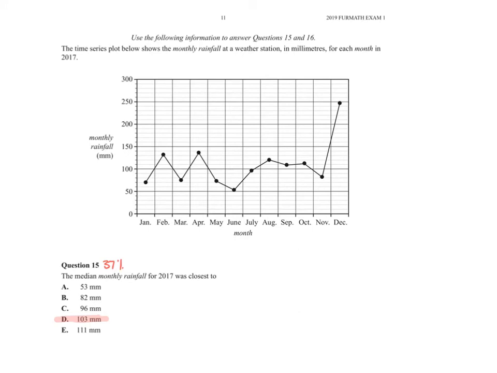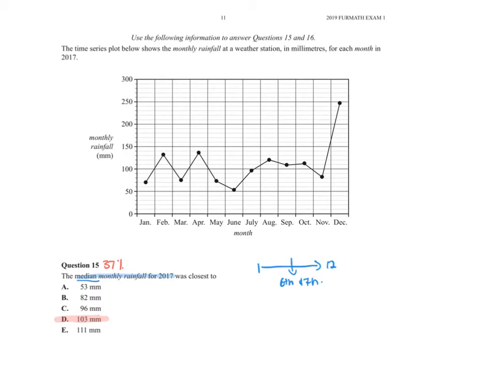Okay, so this one says the time series plot shows the monthly rainfall at a weather station for each month in 2017. So they've asked for the median monthly rainfall for 2017. Once again, they're still doing the median, and you can do it like the median smoothing. If you had 1 to 12 numbers, the median would occur between the 6th and the 7th. So I could start down the bottom of this whole 12, and count up until I get to the 6th and the 7th one and look in between.